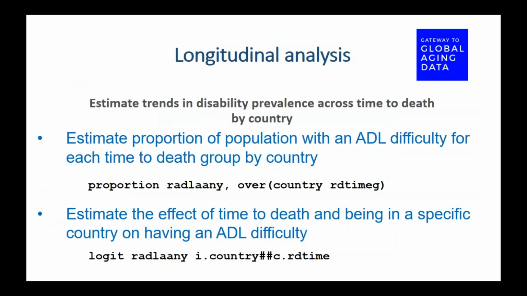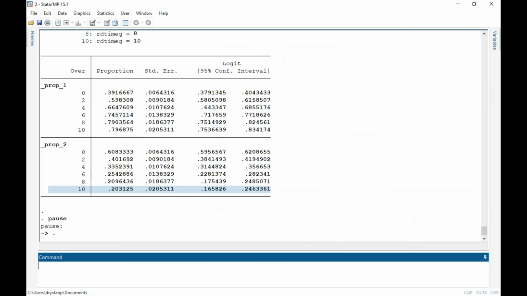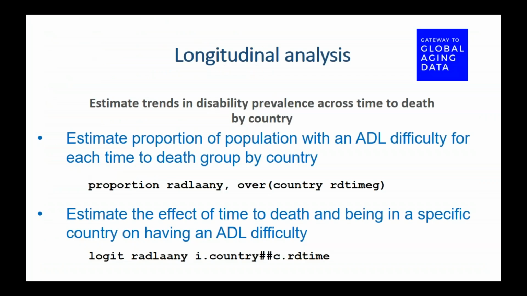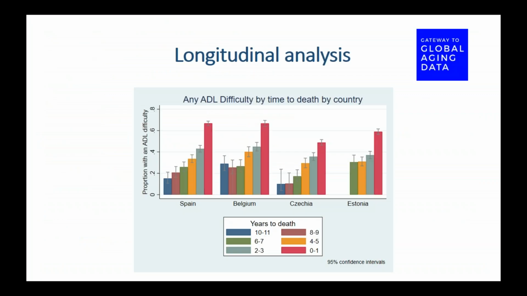And lastly, this is our last step here, we're going to estimate trends in disability prevalence across time to death, but by country. So again, our command is going to look basically exactly the same as our previous one, but in that over option, we're going to specify country and RD time. So you can do that, and we're going to get, again, this longer output because we've divided up more groups. And if we look at that graphically, you can see that it looks like we really do have some different time trends happening by country.